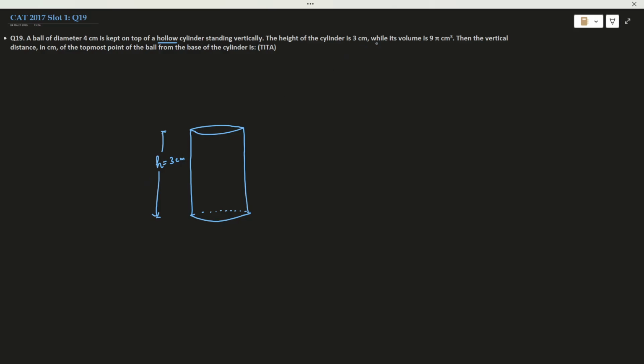The height of the cylinder is 3 centimeter, and the volume is 9 pi. So what is the volume of a cylinder, guys? Pi r square h, and the volume is given as 9 pi. I can cancel pi and pi. So what will be r? R square is basically 9 by h. H is 3. This is square root, right? So r is equal to root 3 centimeter. That means the radius of the cylinder is root 3 centimeter.